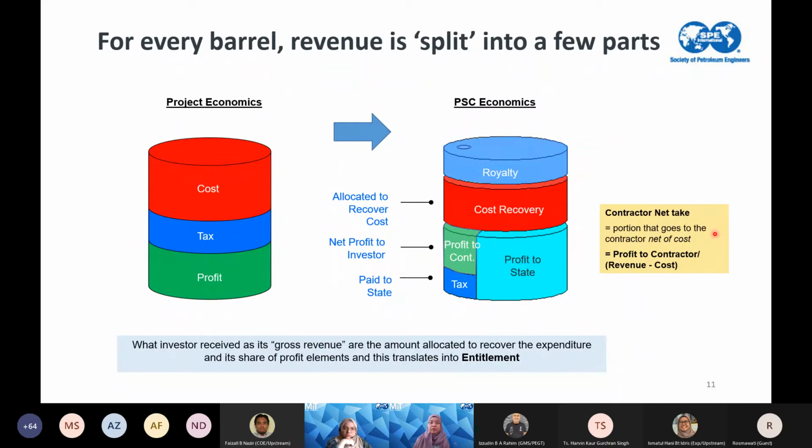and then you see how much of the percentage of that profit goes to the contractor. So it's essentially profit to the contractor. In this case, it is this green slice here over the total revenue minus costs, just the cost recovery, okay? Not the other types of costs, not the royalty, not the tax, not the profit to state, okay? So that's what contractor net take is. Hopefully I'll take you through an example of this calculation a little bit later in the presentation.